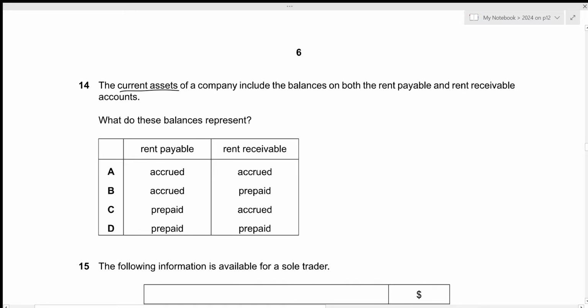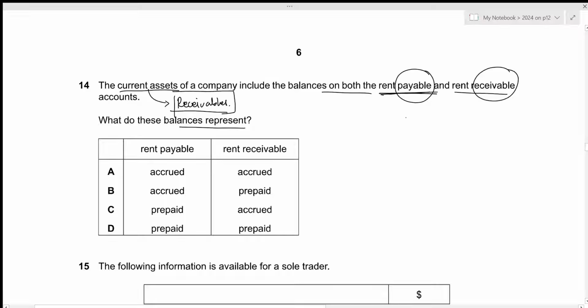The current assets of a company include the balances on both rent payable and rent receivable accounts. What do these balances represent? Remember that both rent payable and rent receivable are part of the current assets in this case. Current assets will refer to all of the receivables. Now, rent payable means that we've already paid for the rent of future periods as well, but we are yet to receive the services for it, because that would categorize it as receivables. So we've already paid for it but have not received the services yet. It means that this will act as our prepayment.